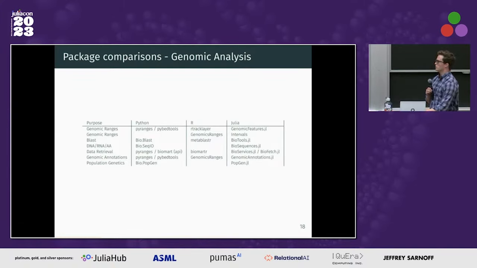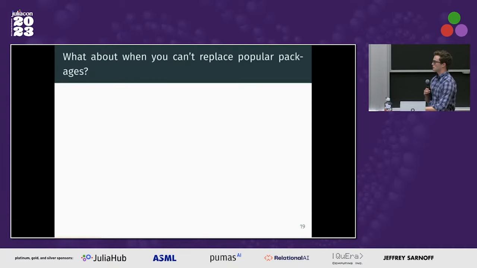I always wanted to compare and see how many packages Julia was missing, and it doesn't seem like they're missing many that I could think of, but I'll be interested to see if others can contribute to that and find where there are pieces missing. So what about when you can't replace a popular package?